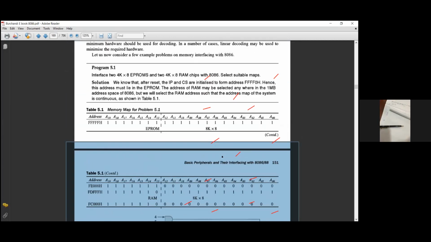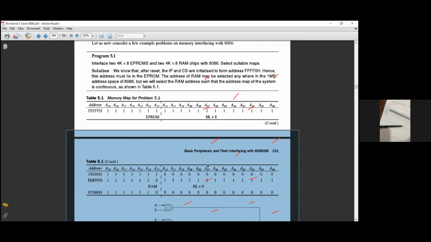Just see. What are the chip selects? From A13 to A19, and all are basically 1. Is it clear or not? Yes, sir. Coming down.